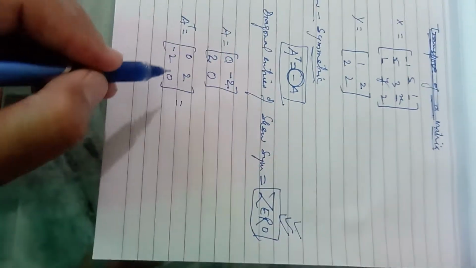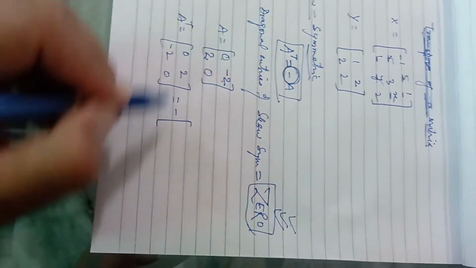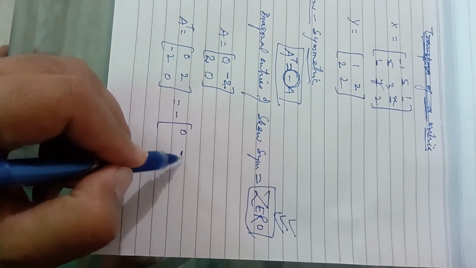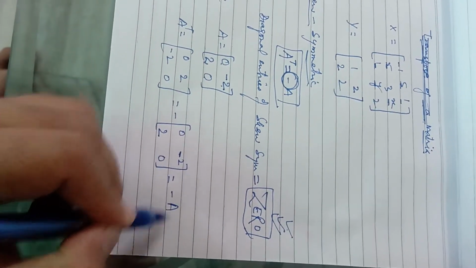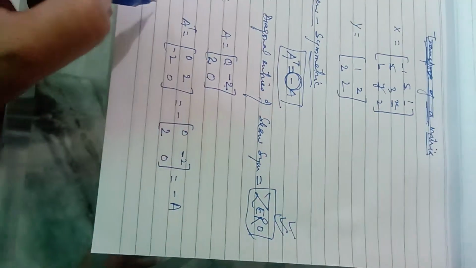Now if you take minus out, the sign of all the values will change. It will be -2, it will be 2, and it will be 0. Isn't it equal to negative times the matrix? So hence A is a skew symmetric.